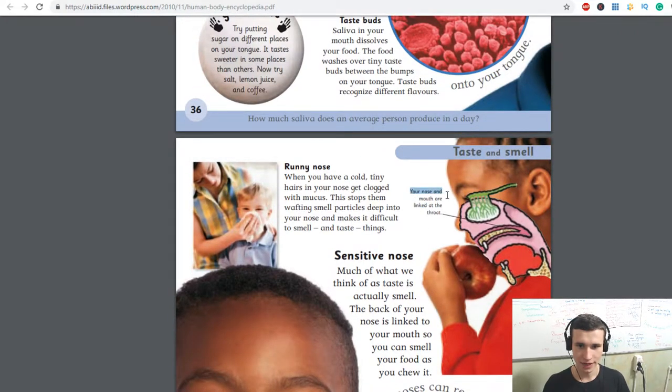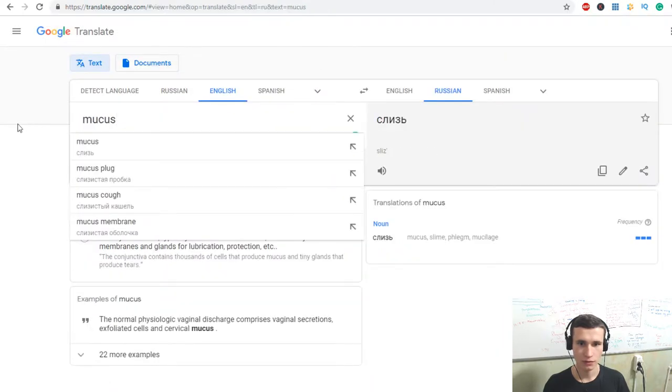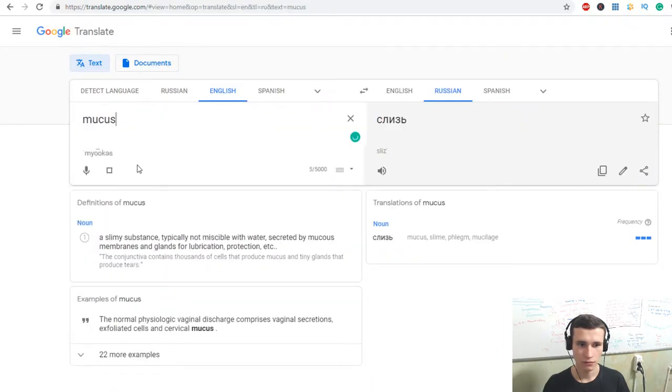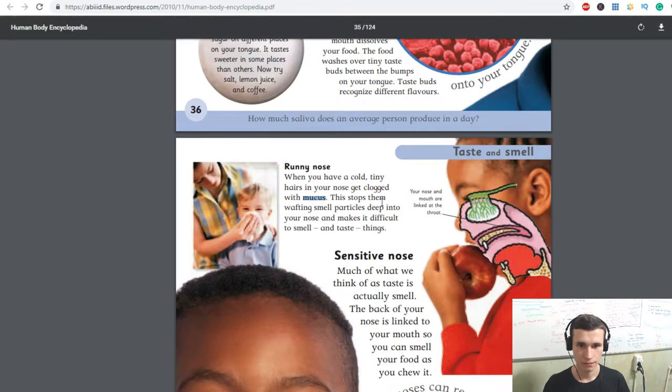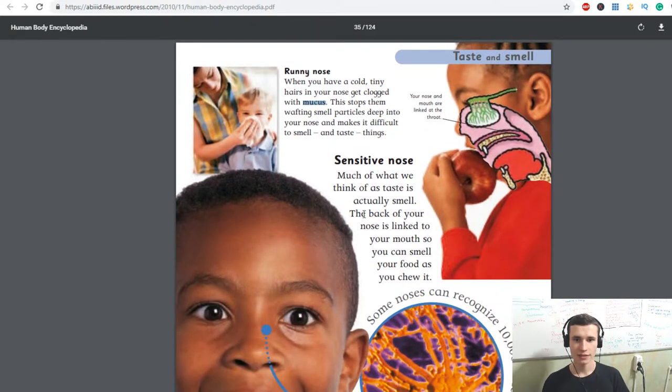Your nose and mouth are linked at the throat. Runny nose. When you have a cold, tiny hairs in your nose get clogged with mucus. This stops them sweeping small particles out of your nose and makes it difficult to smell and taste things.